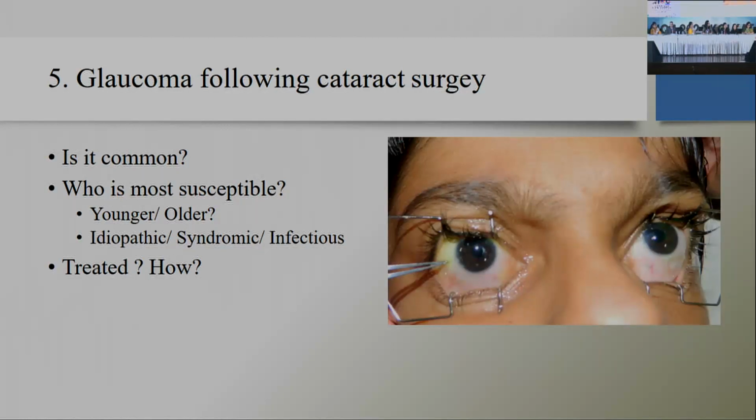We've already talked of glaucoma following cataract surgery. Is it common? We've agreed it's not very common, I think. Who is most susceptible? Dr. Sunita brought out, and we now know, that if the cataract is out at less than 6 months, because the lens is a regulator of the trabecular meshwork till about 8 or 9 months, those are the most susceptible. And of course, syndromic and infections are the ones which are more troublesome. The idiopathic ones are less.